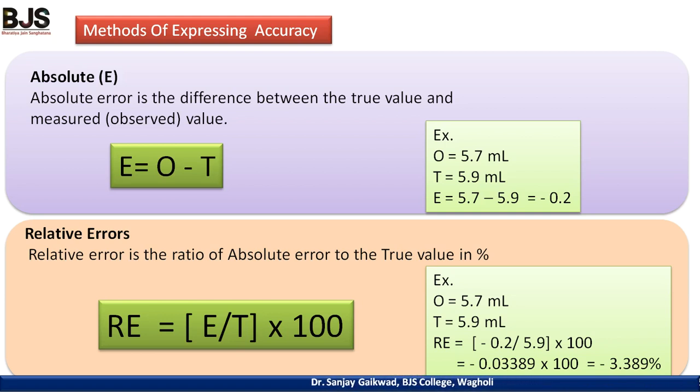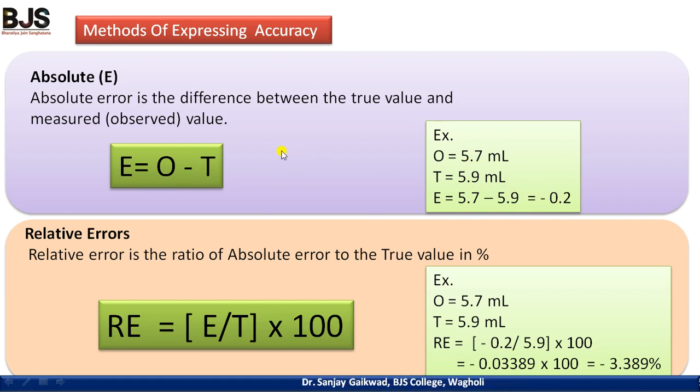Absolute error is just the difference between the true value and the measured value. For example, in one case the observed value is 5.7 ml and the true value is 5.9 ml, therefore the absolute error equals the observed value minus the true value, which is minus 0.2. This value does not express whether the error is large or small, because the values may be greater or smaller. This is just the difference between the observed value and the true value.